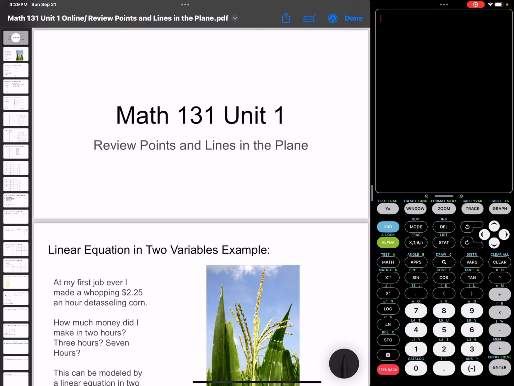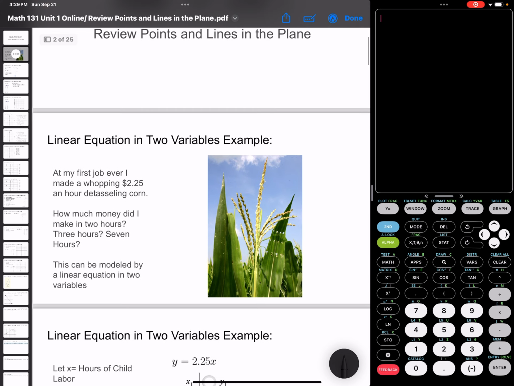So I'm going to give you some examples. We're going to review points and lines in the plane, and I'm going to do a lot of linear function review in here because that's one of the first things we're going to do. So I'm going to give you an example of a linear equation in two variables, which is from my first ever job in the whole world. I worked, like many of you and many of your family members, detasseling corn. I worked in agriculture, and I made $2.25 an hour.